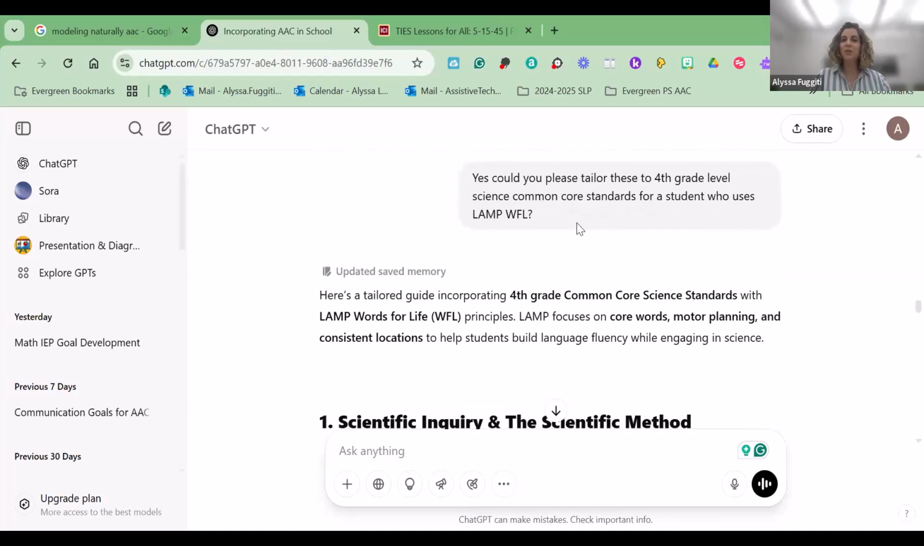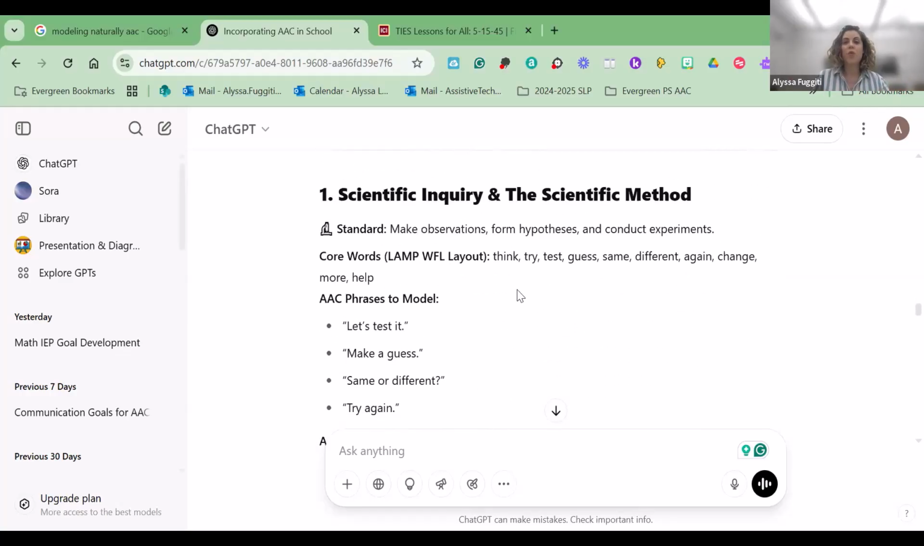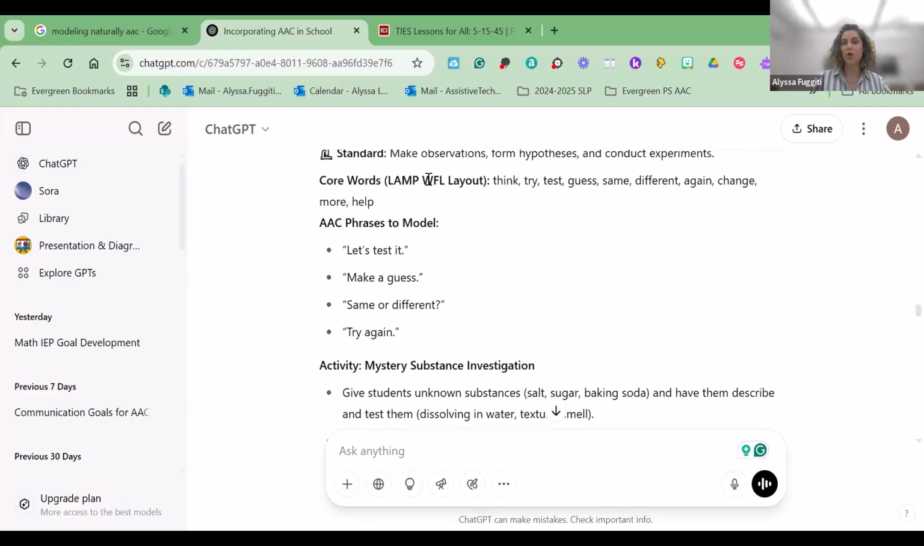And then I said, could you please now tailor these to a 4th grade class aligned with the Common Core standards for a student who's using LAMP Words for Life? I started to get deeper and deeper because I thought this might be something that a para could ask in a 5-minute or 15-minute collaboration with a general education teacher or instructional coach. Oh, we're doing science with my students in 4th grade, or I'm going to be supporting a 4th grade group in science. What are some words that we would want to model? So here are the core words. And then ChatGPT outlined it specifically for LAMP Words for Life.